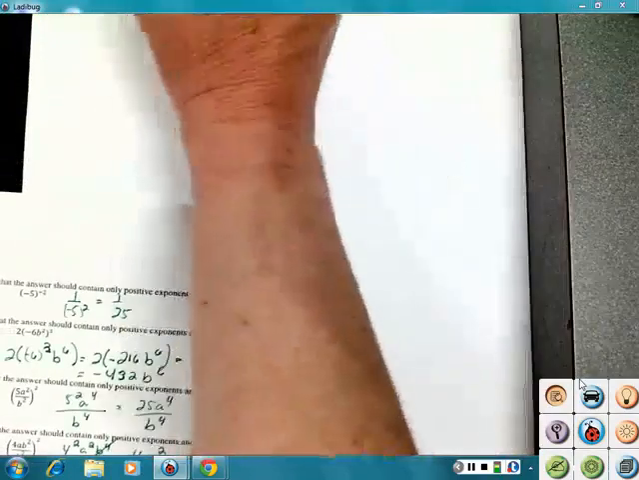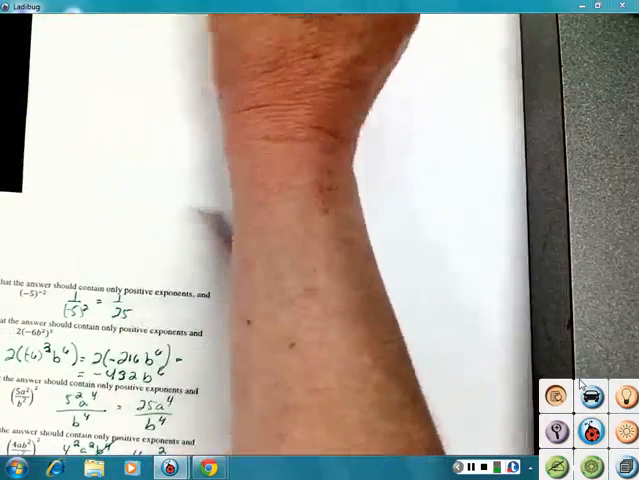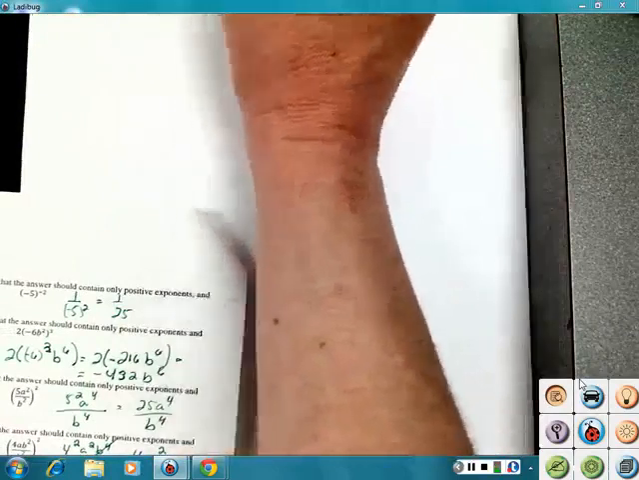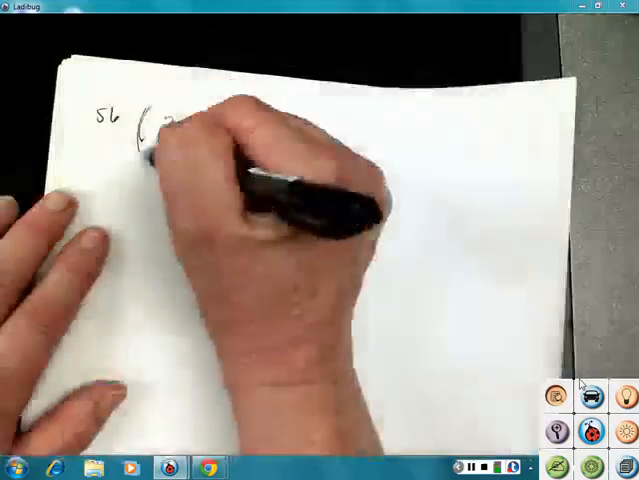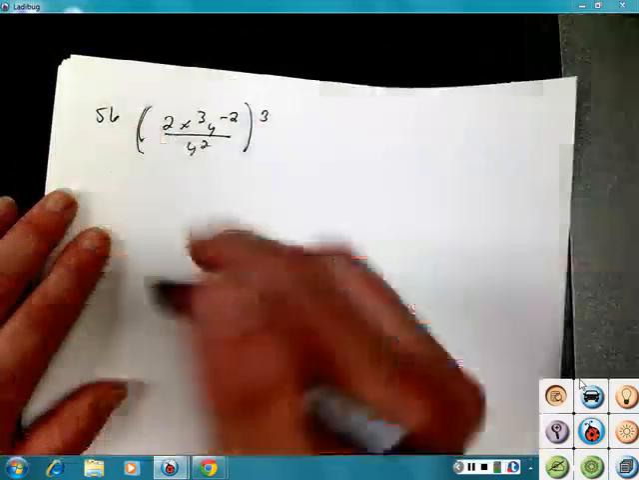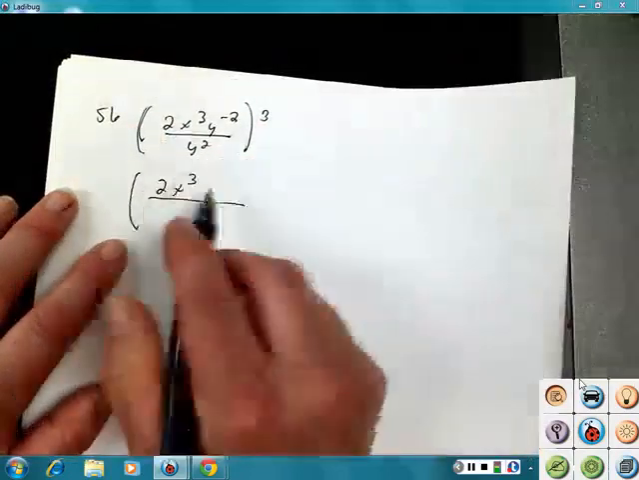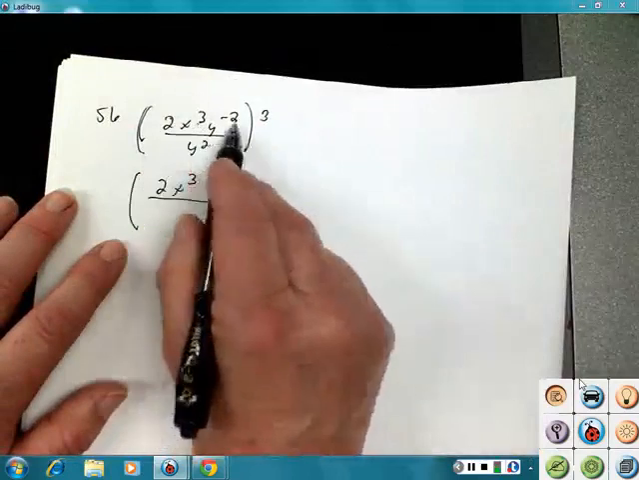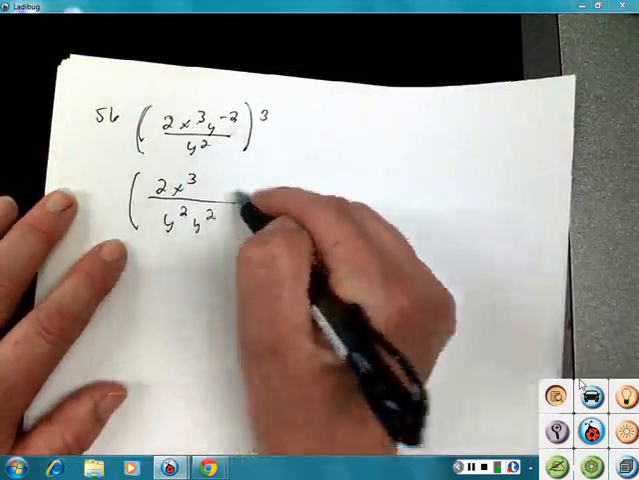56 is parenthesis 2x to the third y to the negative 2, all over y squared, raised to the third power. So if we do 56, I've got to see if I can take care of anything inside of here. So before, I can leave 2x to the third up top. The y squared is going to go to the bottom, right? Yeah, so with the y squared down there.